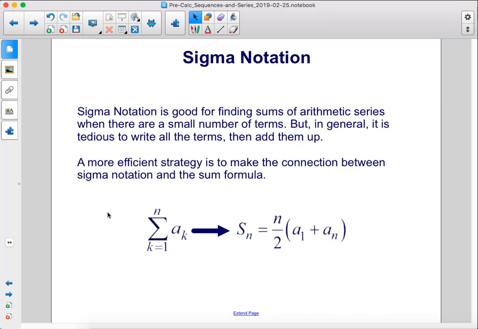Sigma notation is good for finding sums of arithmetic series when there are a small number of terms, but in general, it's tedious to write all the terms then add them up. A more efficient strategy is to make the connection between sigma notation and the sum formula.